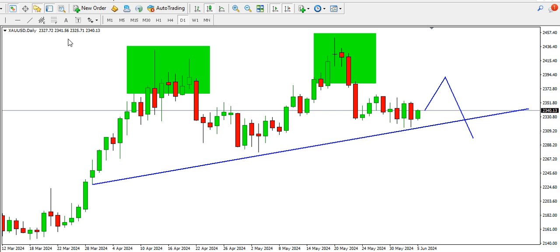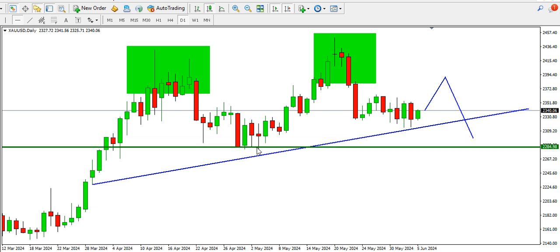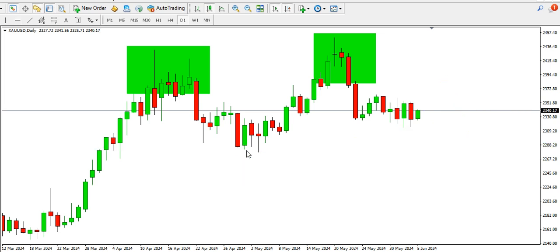dropping. But if price drops, it needs to break these particular points, which is the low. It needs to break this low. So that's that for the analysis on the daily time frame.